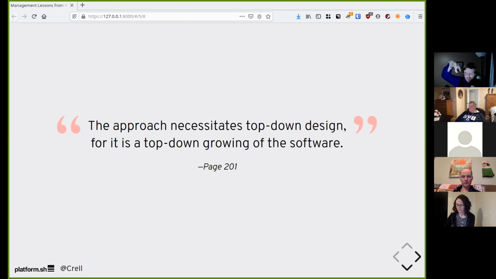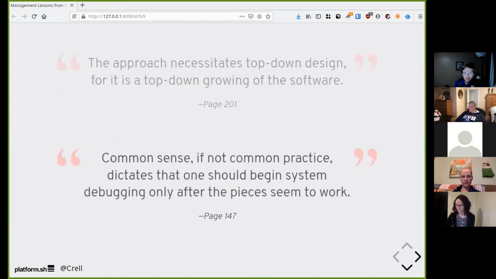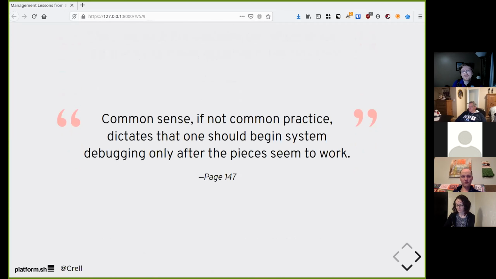You're starting with that skeleton and then you fill in the muscles and bones, but you need that skeleton first for everything to fit. He also notes common sense, if not common practice, dictates that one should begin system debugging only after the pieces seem to work. In other words, unit testing. Architect top down, but you debug bottom up.